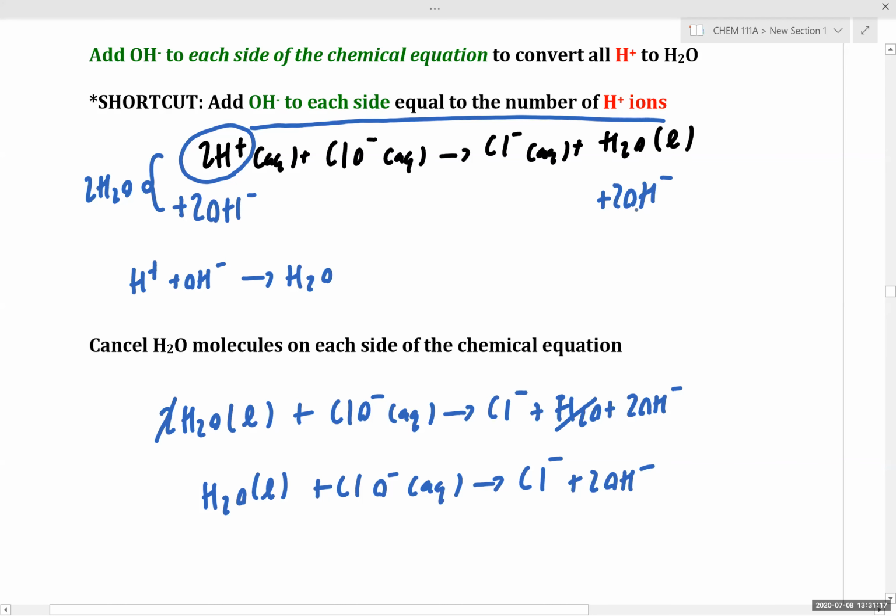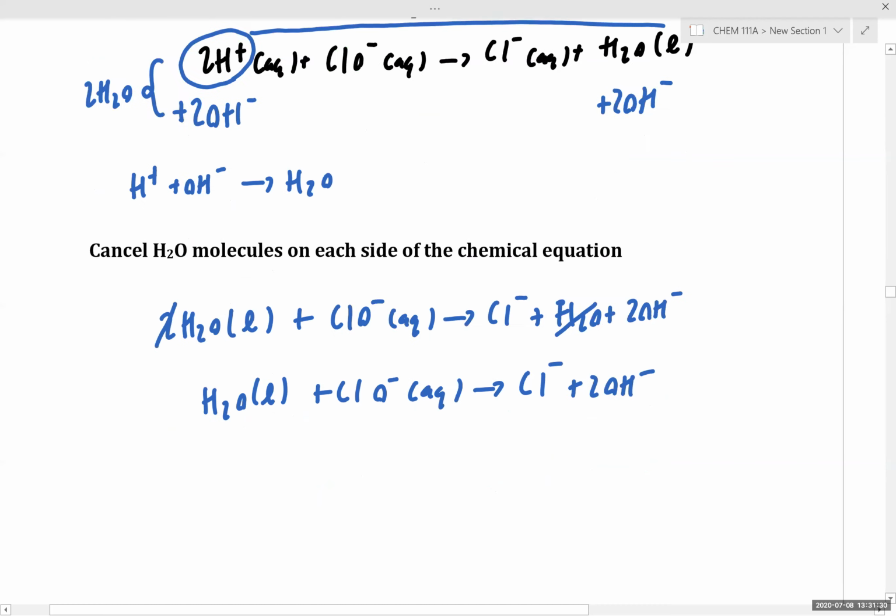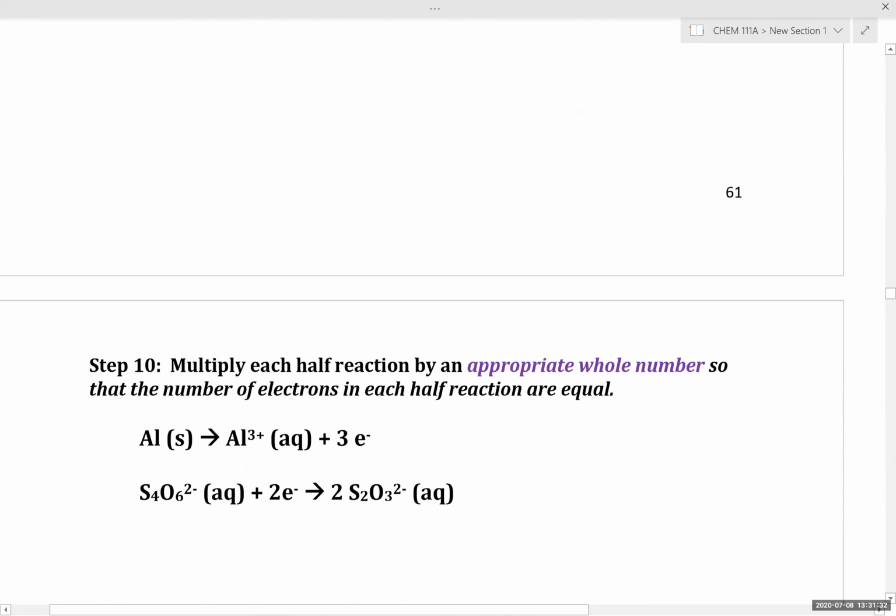So we add 2 OH to each side because we have 2 H+ that we want to get rid of. Did that address your question? Yes, thank you. Perfect. So let's try this out.